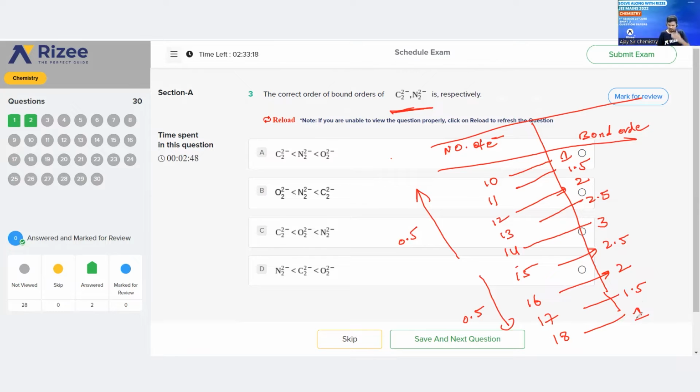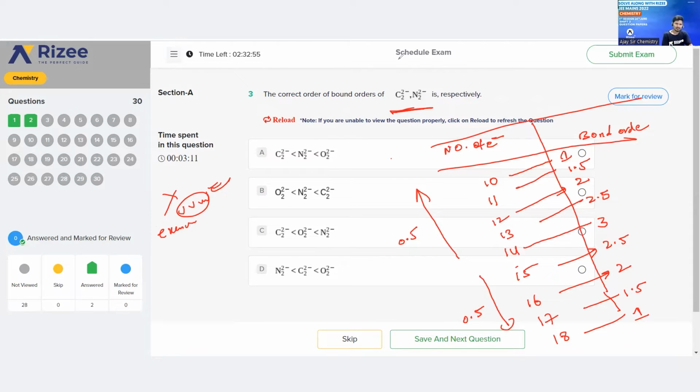Now you know the trick, and here we have exceptions. Very important, note this. In bond order, exceptions are there.